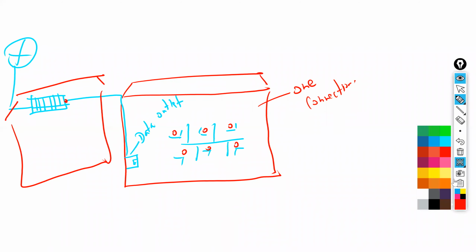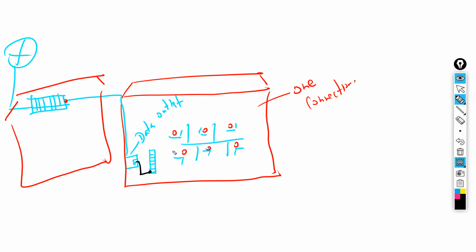So what we can do, we get a hub which has, say, 8 ports. One cable is connected to the first one, and from now onwards we give the second cable, third cable, fourth cable, fifth cable, sixth cable, and eighth cable.